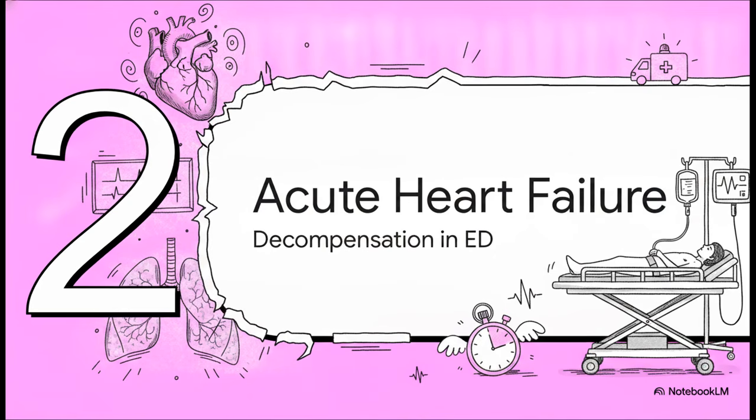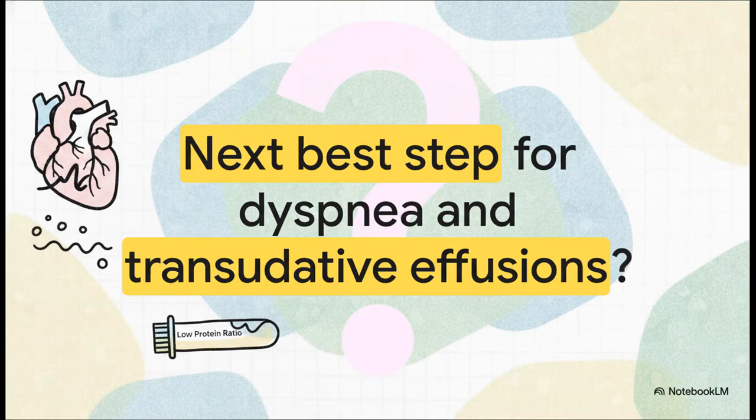Moving right along to Section 2, Acute Decompensated Heart Failure. Let's dive right into our first clinical case. Okay, picture this scenario. A patient presents with progressive dyspnea, orthopnea, a left bundle branch block on their ECG, and bilateral effusions with a pleural to serum protein ratio of less than 0.5. So, what's the next best step?